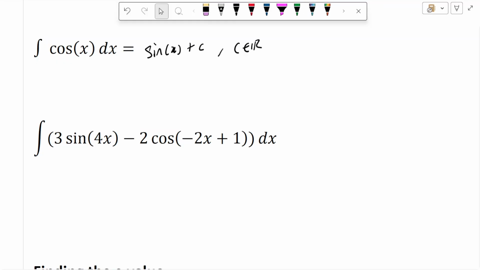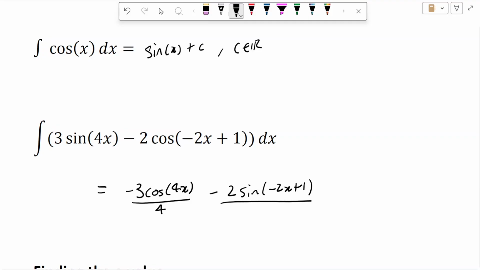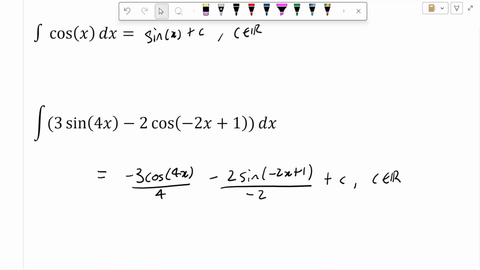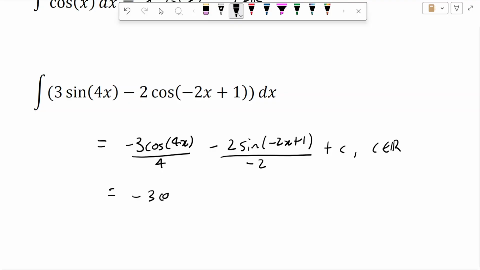If you have some big old messy function like this one, so sine will go up to minus cos, so you get minus 3 cos of 4x. I have to divide by the number with x, so that's 4. Cos will go up to normal sine, so I'm going to get minus 2 sine of minus 2x plus 1, all over minus 2. And then I can probably simplify this down a little bit. So minus 3 cos of 4x over 4, and then this will just become plus normal sine of minus 2x plus 1.